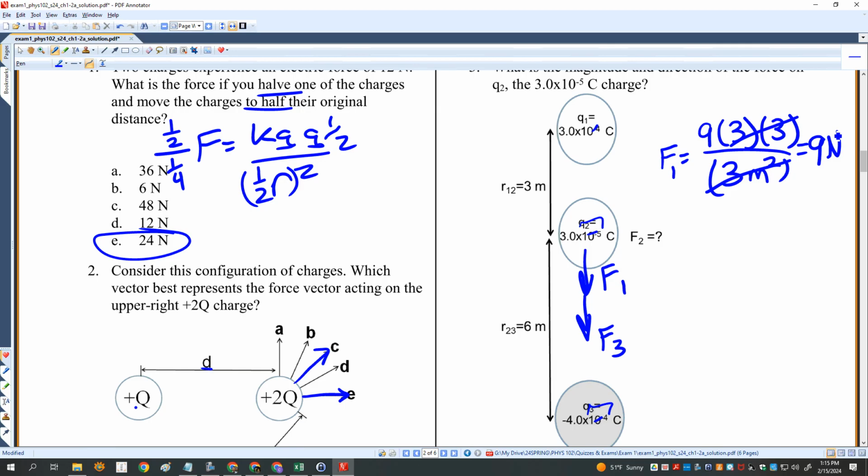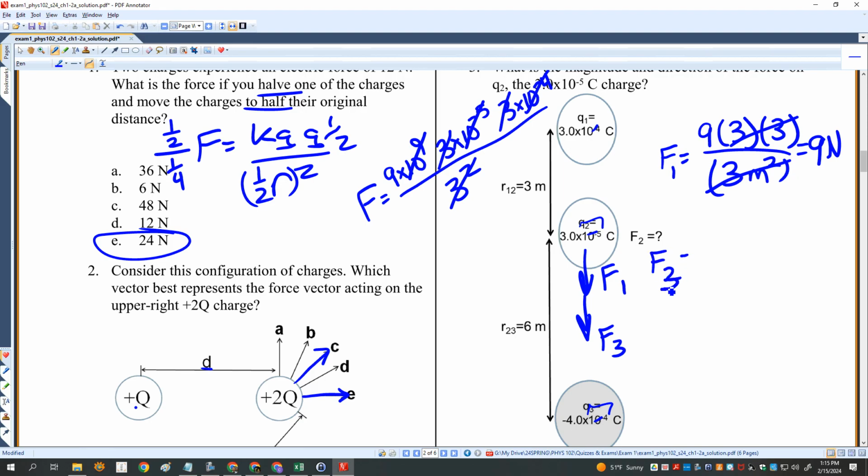Let me just make sure that's clear. So the way I did that math, I said 9 times 10 to the ninth, 3 times 10 to the minus 5, 3 times 10 to the minus 4 divided by 3 squared. And then these canceled with that. And then this canceled with both of those and left me with 9. I just do that to make the math a little easier.